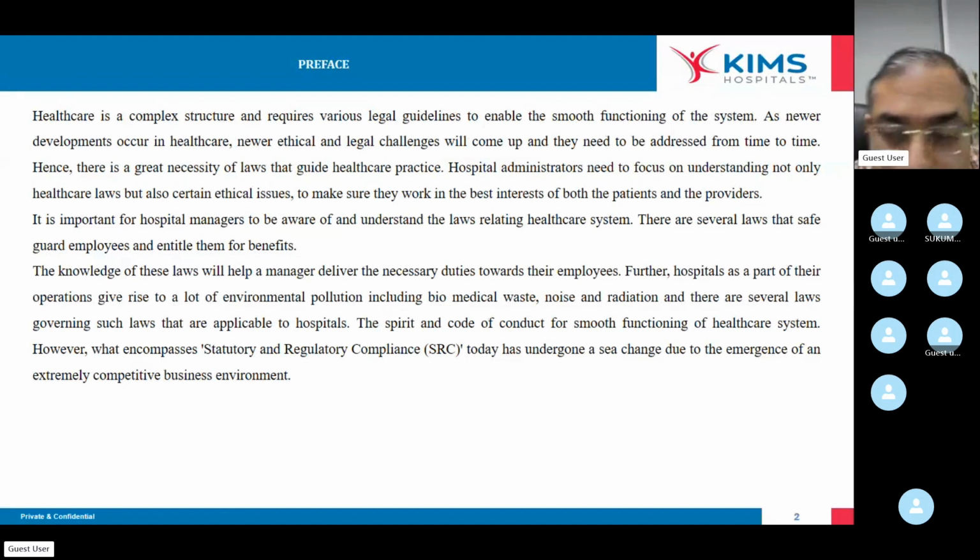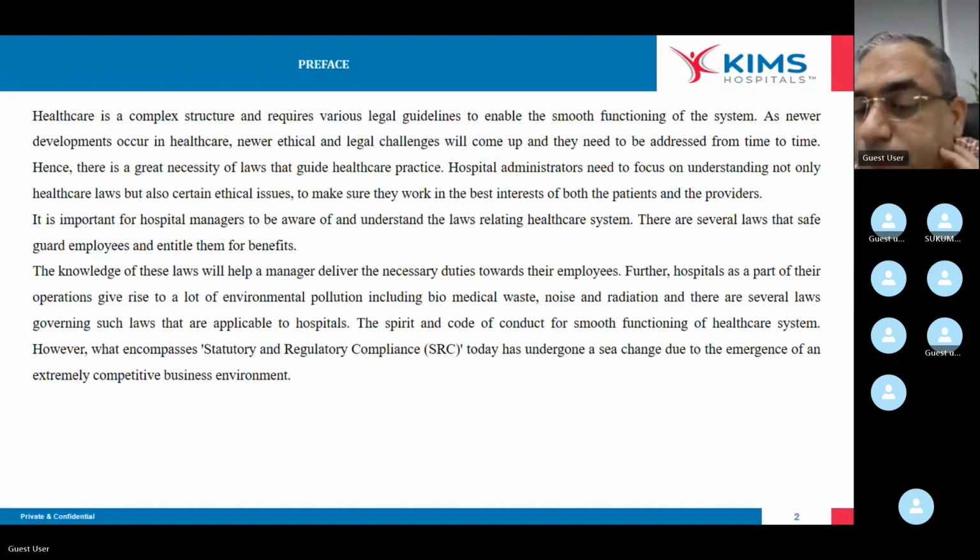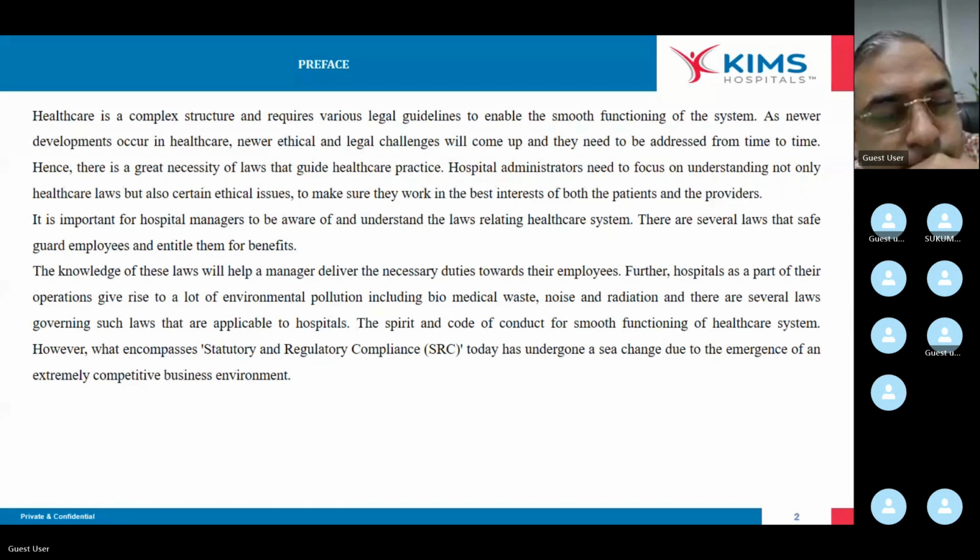Since it is the life of the patient, we have to focus first on the patient side, and then we have to focus on the business side, sir. That's why rules and regulations came. Okay. What else? How has the emergence of a competitive business environment made us mandatorily comply with statutory and regulatory laws?